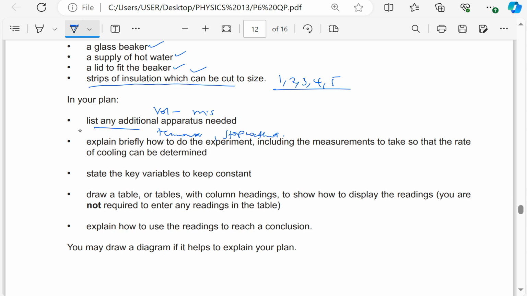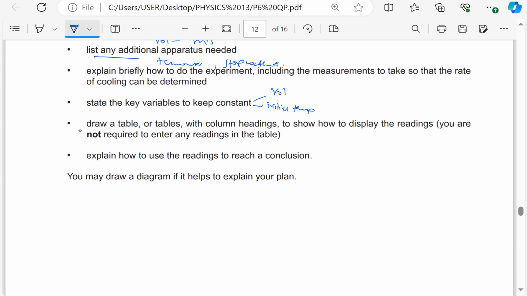Explain briefly how to do the experiment, including the measurements to take so that the rate of cooling can be determined. State the key variables to keep constant. So we shall always ensure that the volume of the hot water used is constant, and that the initial temperature is always the same. Draw a table or tables with column headings to show how to display the readings. You are not required to enter any readings in the table. Explain how to use the readings to reach a conclusion. So I may plot a graph to reach a conclusion, or may just compare the values in the table. You may draw a diagram if it helps to explain your plan.